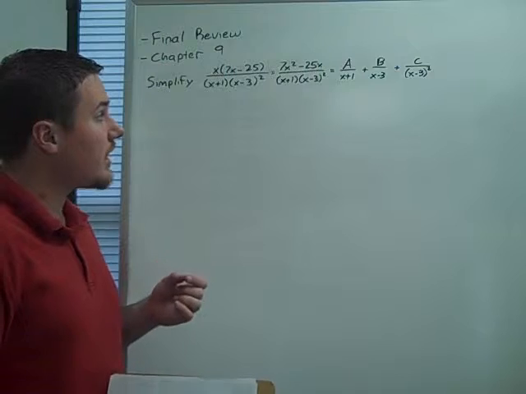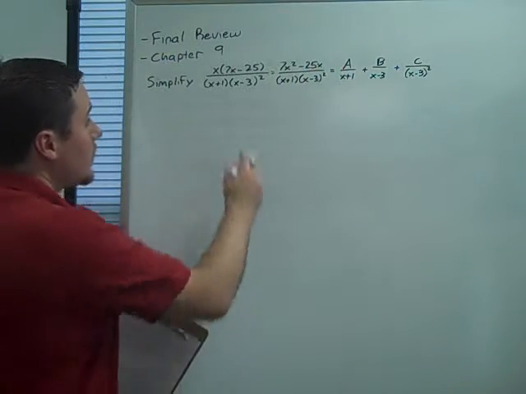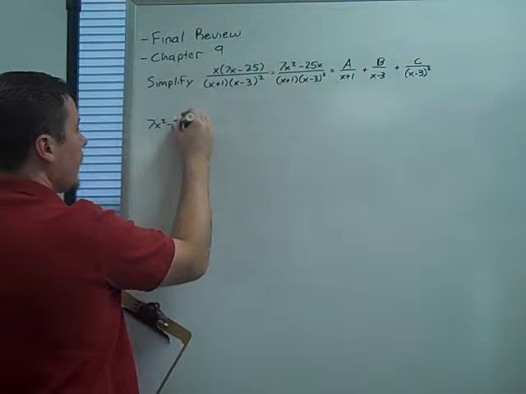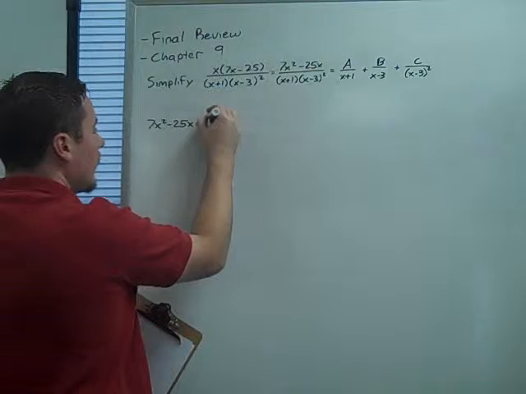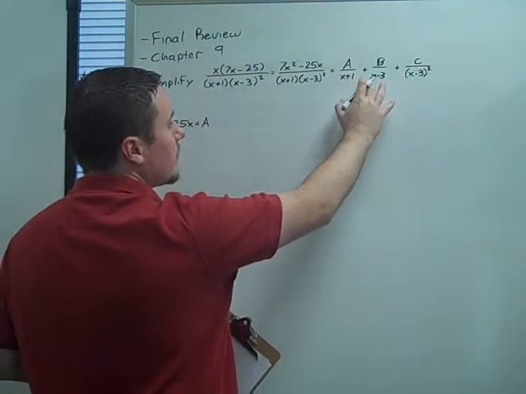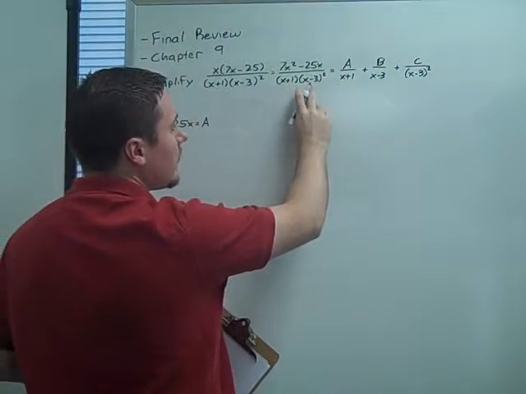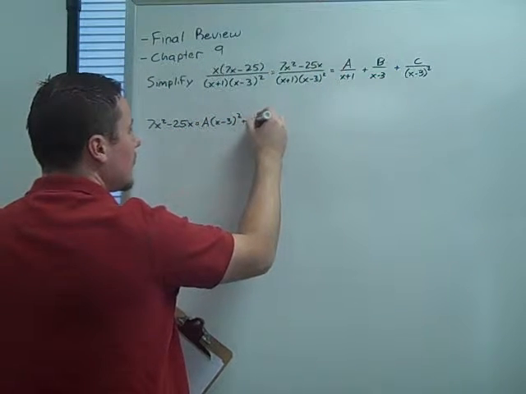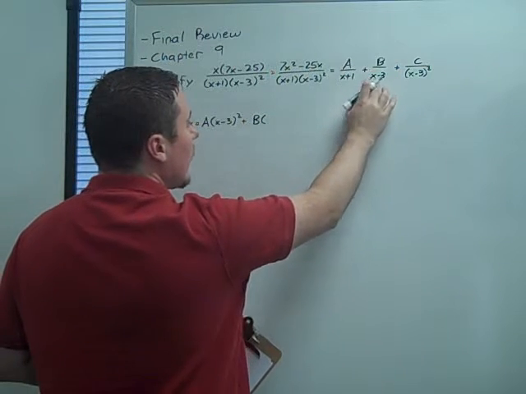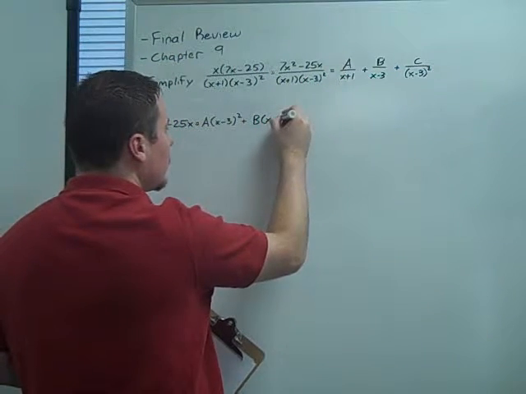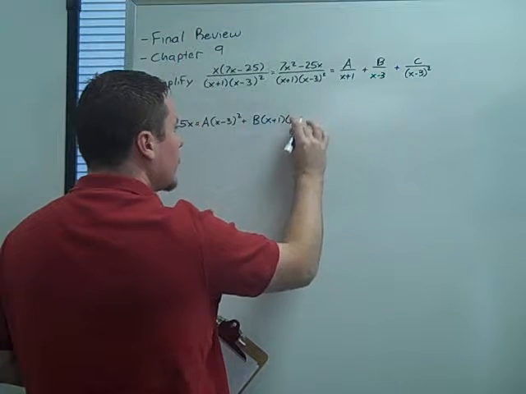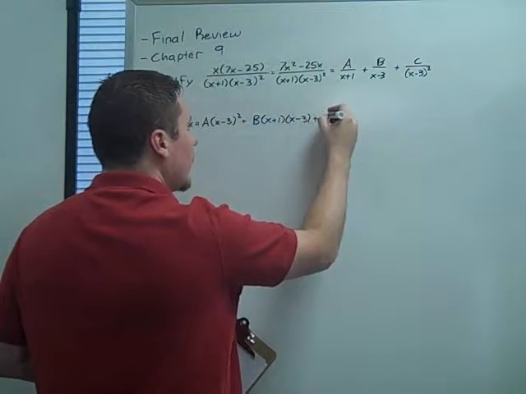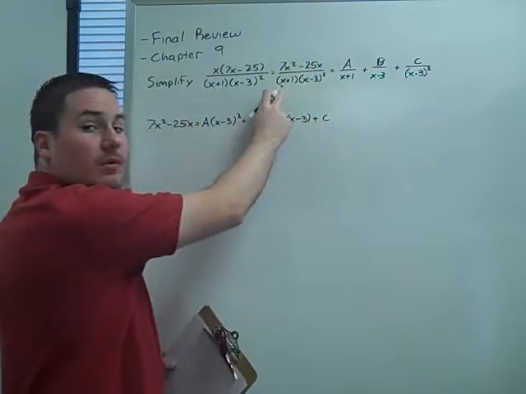So this is going to be a practice in common denominator. So I'm just looking at my numerators. 7x squared minus 25x is going to equal a. Well, what does a need? It has x plus 1. It needs an x minus 3 squared. Plus b. What does b need? Well, it has an x minus 3, but it needs an x plus 1 and another x minus 3. And then c, having an x minus 3 squared, only needs an x plus 1.